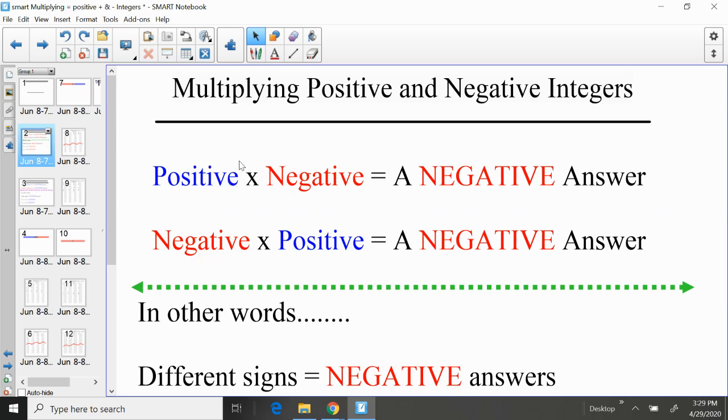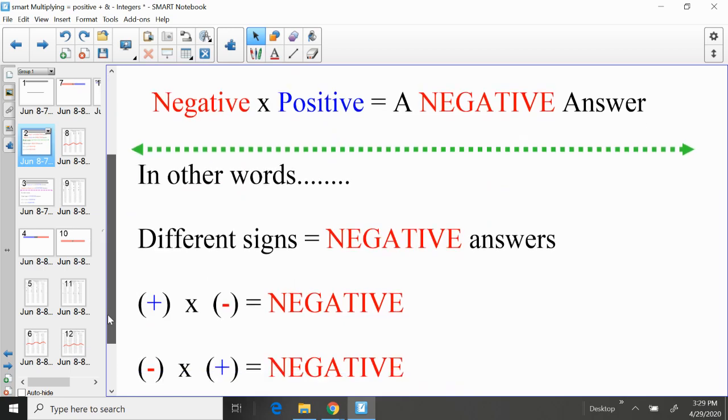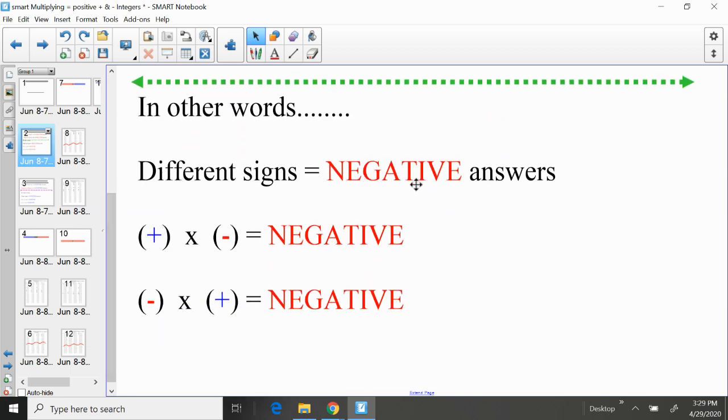When you multiply a positive times a negative number, you get a negative answer. And if you multiply a negative times a positive number, you also get a negative answer. So it's really just kind of taking these and flipping them. Positive times negative equals a negative answer. Negative times positive also equals a negative answer. In other words, different signs equal a negative answer when you're multiplying.